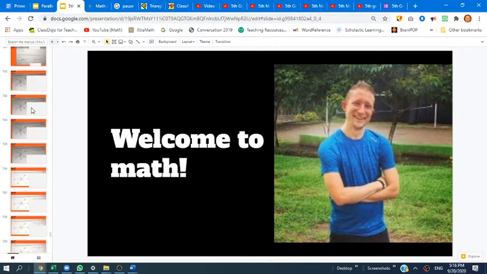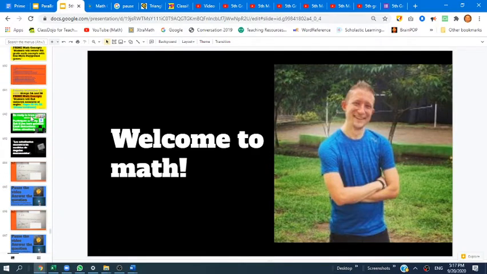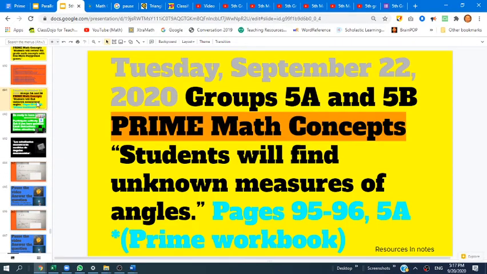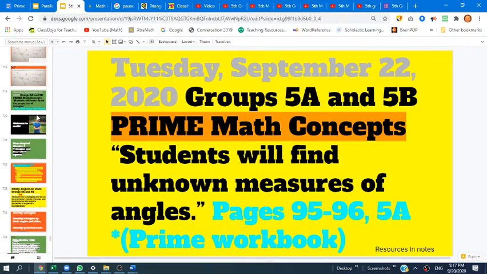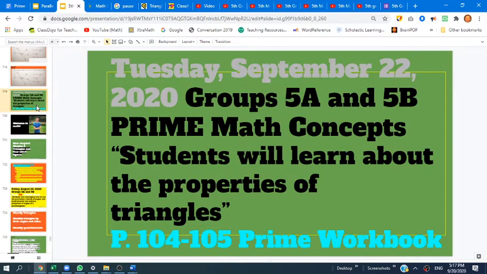But today we're going to be understanding how to find unknown measurements of angles. We're going to finish up that part of the chapter, chapter 4, and then we're going to be jumping to chapter 5, where we're going to be learning about the properties of triangles, on page 104.